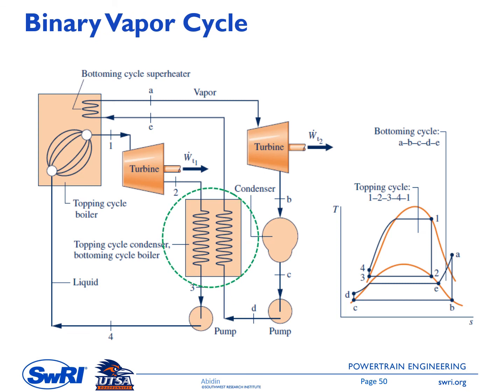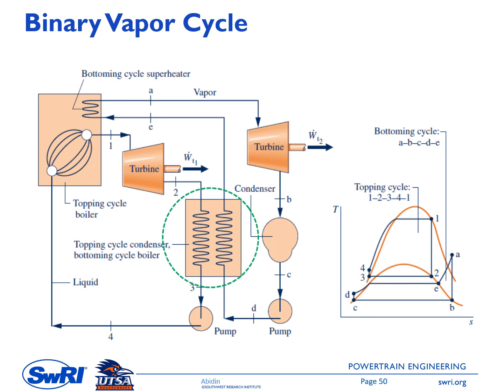This is the schematic of the binary vapor cycle. There are two Rankine cycles, or two systems, here. On the left side is the high temperature cycle. The main components stay the same as the one I showed you in the previous slide.